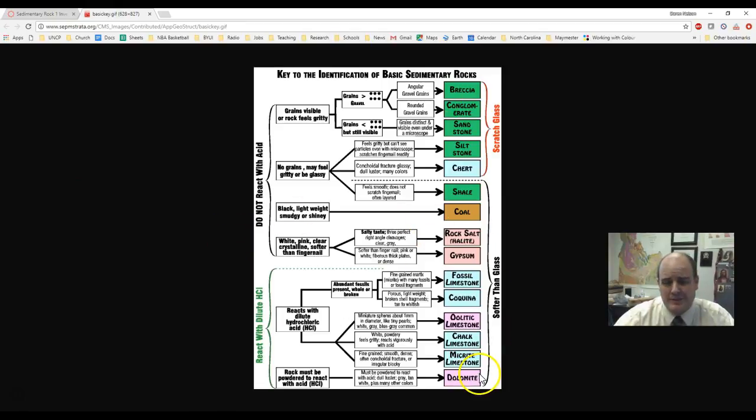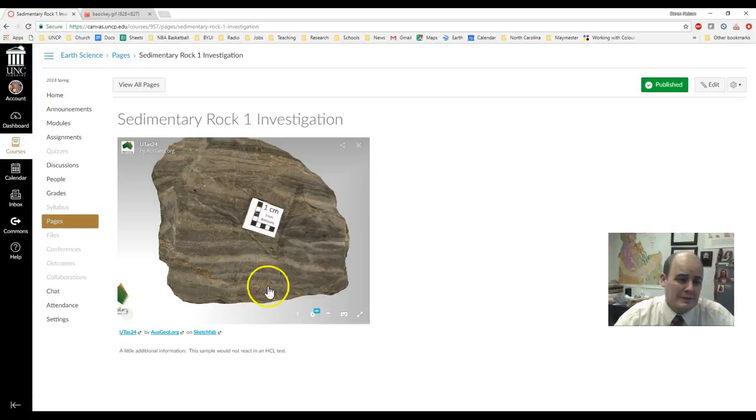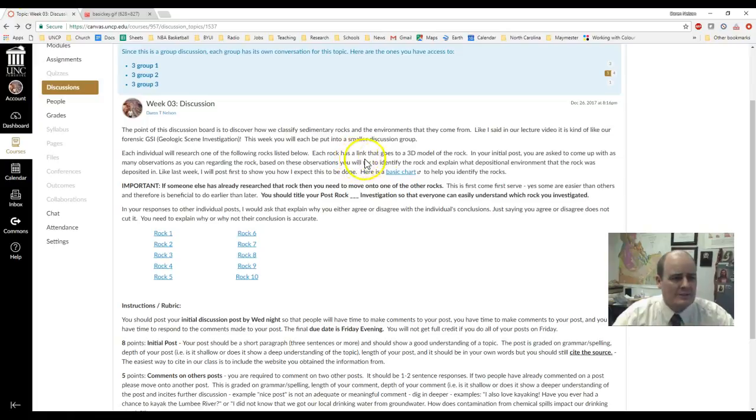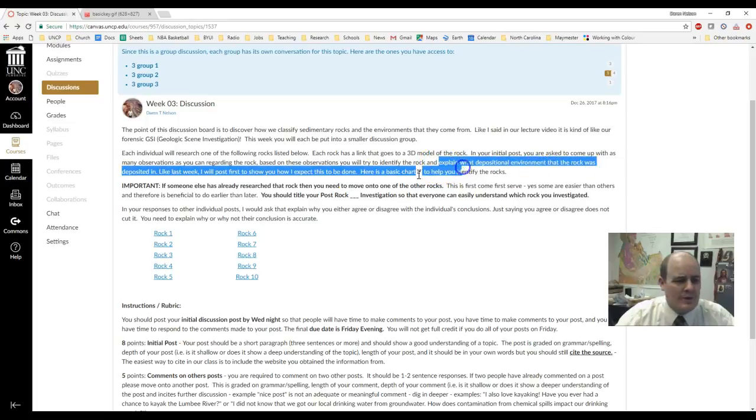Okay, but that's not the only thing you need to do, because I've already had a couple of people post, and that's all they did. You also need to try to figure out what its depositional environment is. If I go back to the discussion, it asks in your initial post that you come with as many observations as you can regarding the rock, and then based off these observations, you'll identify the rock and explain what depositional environment that rock was deposited in.